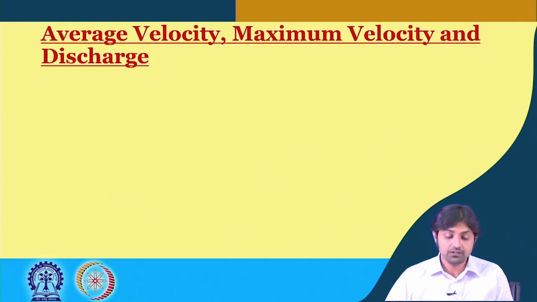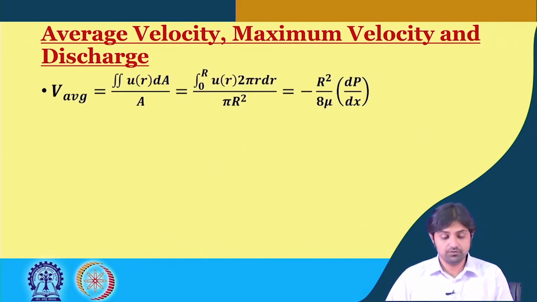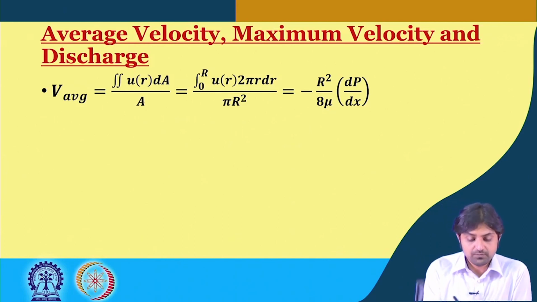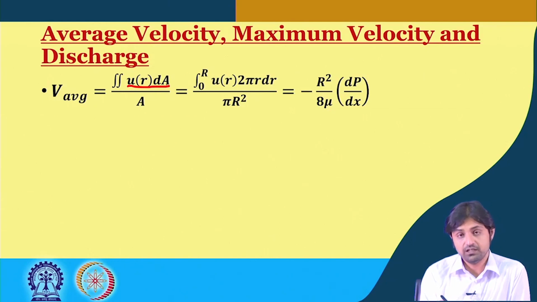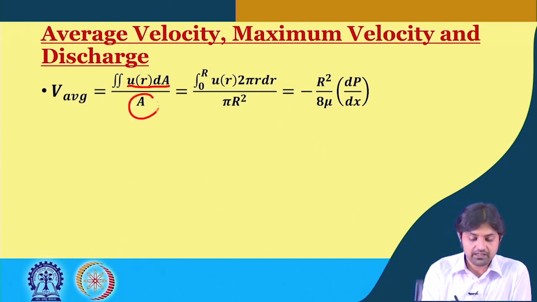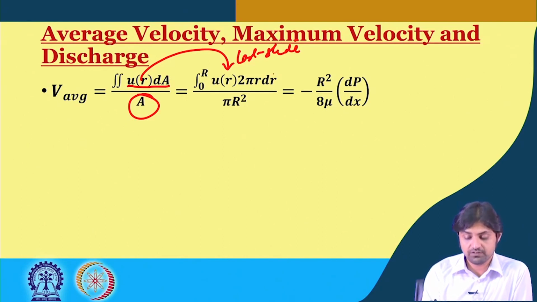Okay. Now, what will be the average velocity, maximum velocity, and the discharge in this type of flow? The average velocity will be the integration of velocity with a small area divided by the entire area. This is the definition of average velocity, and you put u(r) as what we have obtained from the last slide, and if you assume that small element, its area will be 2 pi r dr, right?